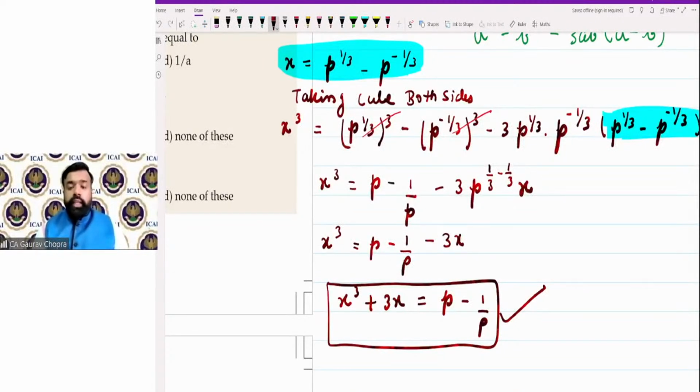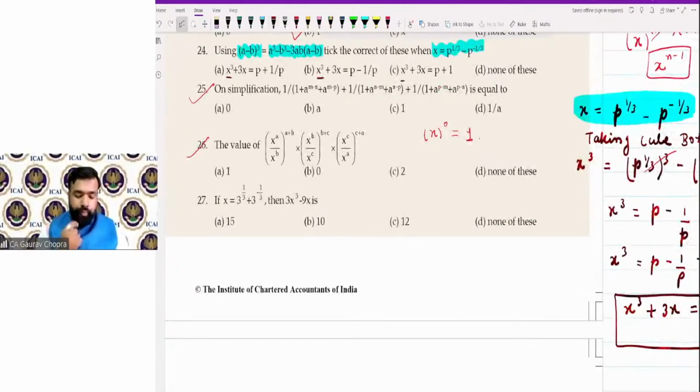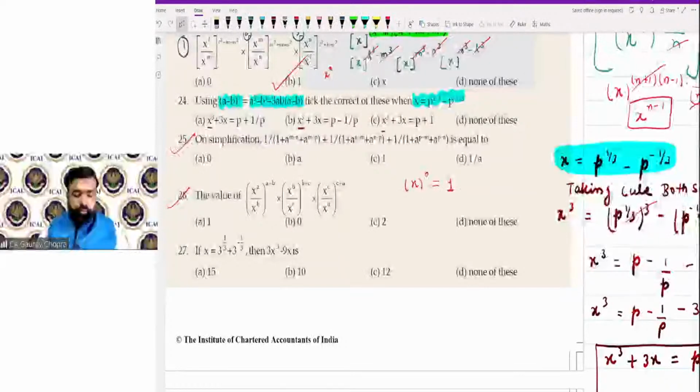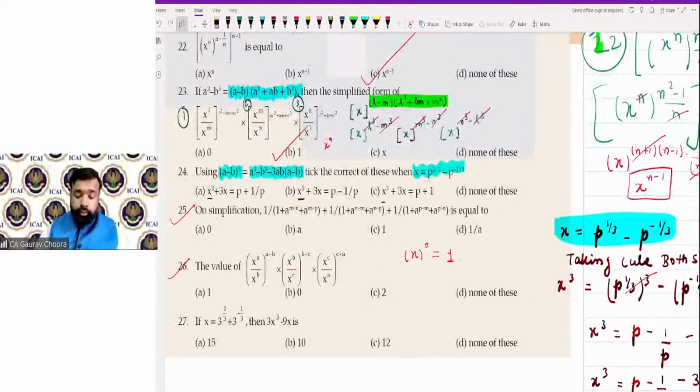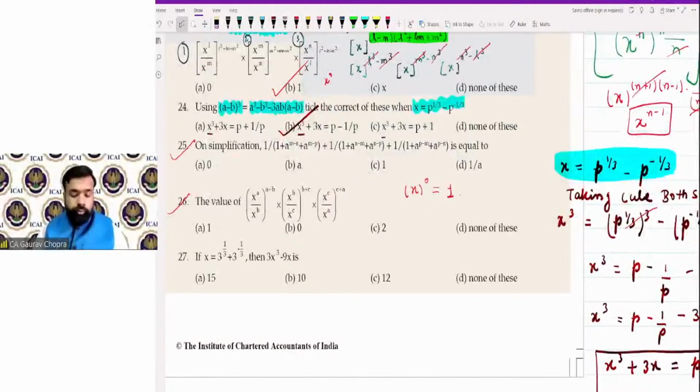So in this way, we can easily reach the answer. So you can select the option, which one? P minus 1 upon p, option B. Now 27 is the same as this 24. You can see that in place of p, 3 is written. So you can apply a similar property and get your answer. So it's very easy.